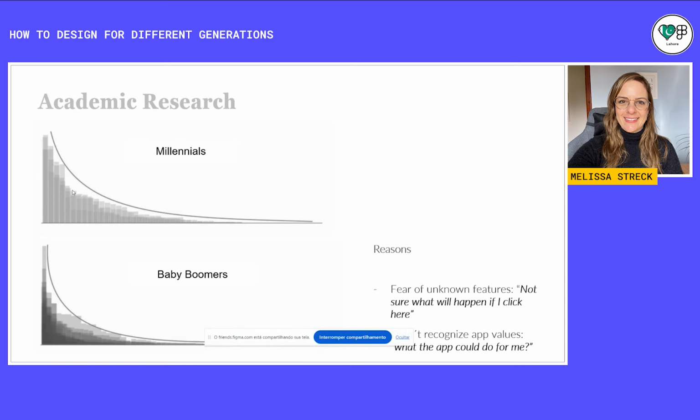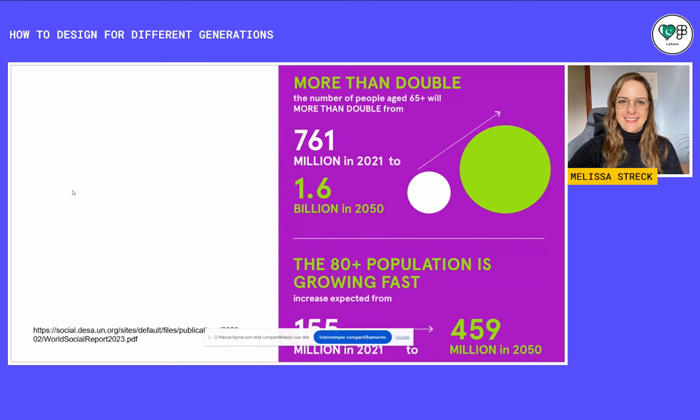Sure, I have a lot more data and information about that, but this was a picture that shows a very different use case in terms of generation. What's concerning about this is that the population of 60 plus, 70 plus and 80 plus users is getting huge. It's growing in terms of elderly population.